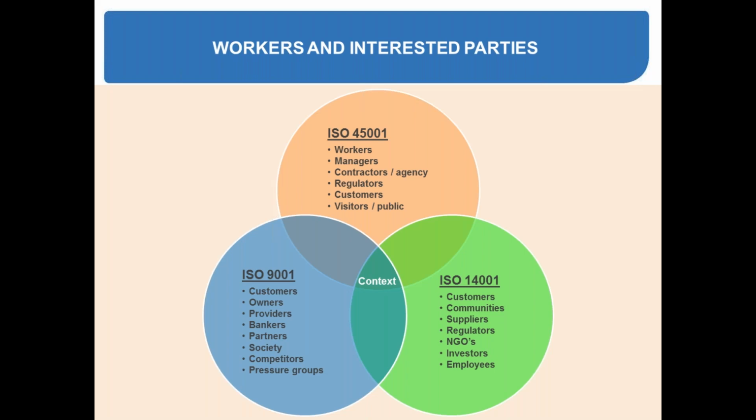And as I say, with 9 and 14, you might have common interested parties: customers, communities, suppliers, regulators, investors, and employees. On 9, you could be looking at customers, owners, providers, financiers, partners, competitors, various pressure groups, depending on the types of product that you may develop. With ISO 45001, we're talking about workers, including managers, contractors, agencies, regulators, customers, and visiting members of the public, all potentially interested parties within ISO 45001. And the context is a core element of all those three management standards.